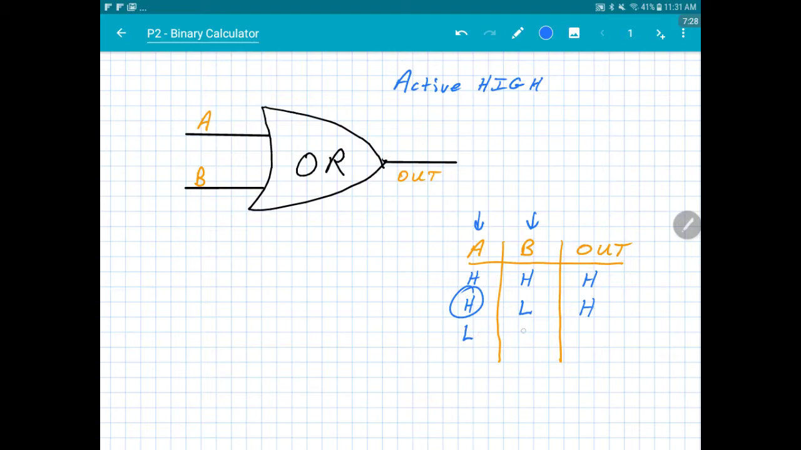Or we have this. We can reverse it. A is now low, but B is high. So again, at least one of the gates is high. So the output is high.